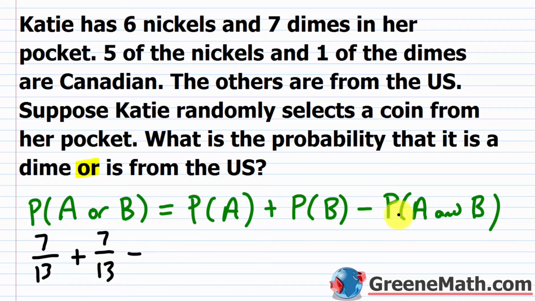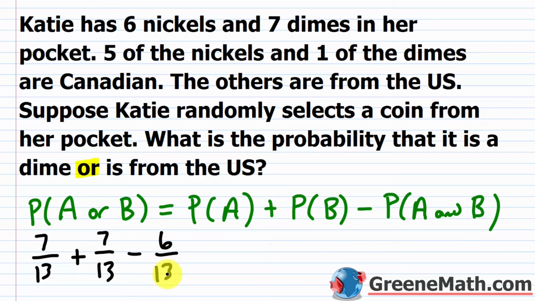So all we need to do to fix this is subtract out the probability of A and B occurring, okay? So how many dimes do we have that are also from the US? Well, let's think about that. We know that there are 7 dimes in her pocket, okay, total of 7. And it says that 5 of the nickels and 1 of the dimes are Canadian. So that means that 6 of the dimes are from the US, okay? So that tells me that I need to subtract away 6 over 13, right? Because 6 of the dimes are from the US.